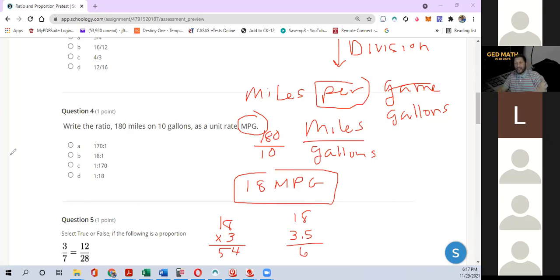So these are the things that you have to know. Unit rate. How much does one cost? How much is one? That's what you want to remember in unit rate. So let's do a couple practice problems real quick.